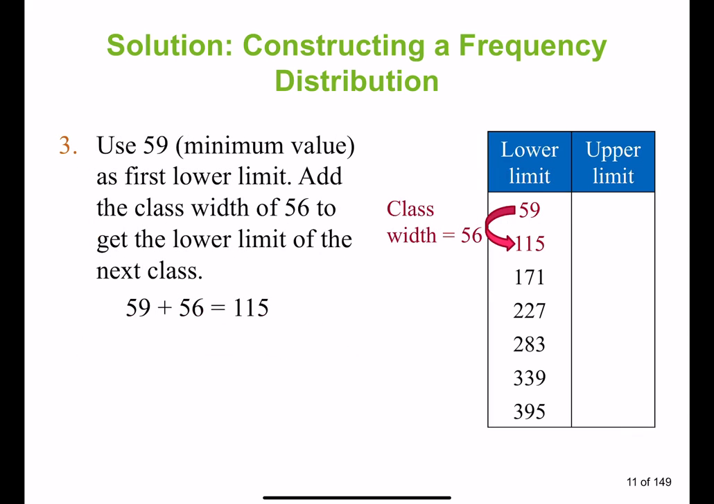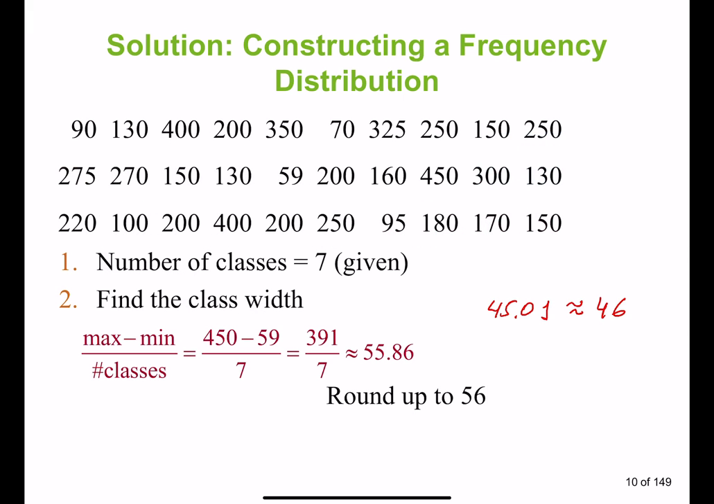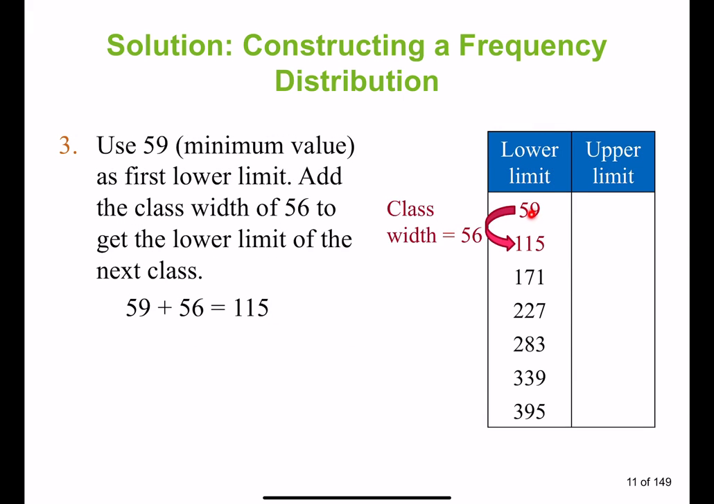Okay. Next, number 3, we are going to construct the frequency distribution. We start by placing the lowest number, 59 in this case, in this table. Then, since we know that our width is 56 from the previous calculation, from the lowest limit, 59, we add 56, getting 115. Then another 56, 171, another 56, and so on.